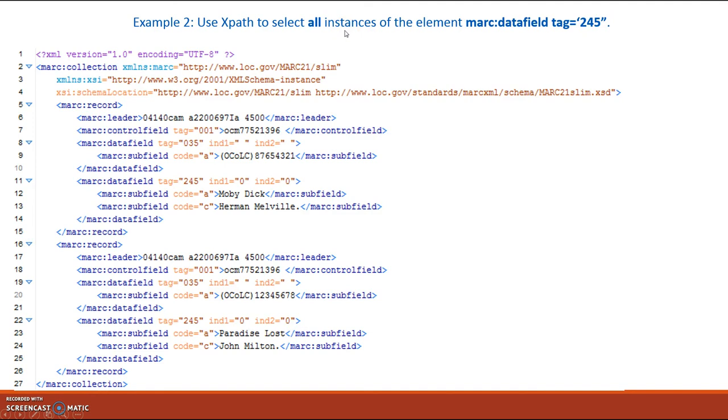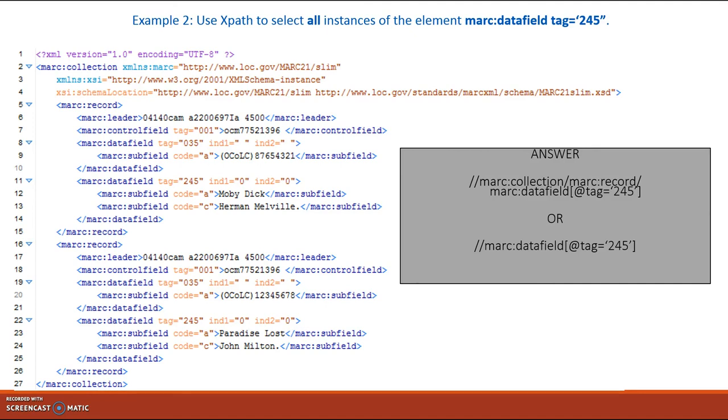Anyway, in order to select all instances of the element MARC datafield tag 245, we could use the double slash to go down through everything within the collection, which is the root, and then we tell it to look at the records, and then we tell it to drill down into the datafield that has the attribute 245. And then anything that is encoded as a 245 will be selected, which in this case would be this whole section, Moby Dick and its author, Herman Melville.